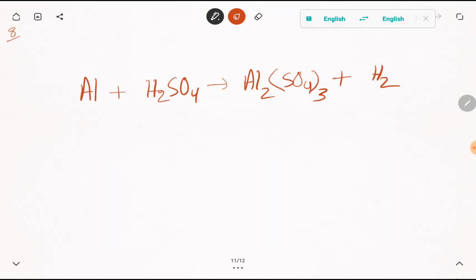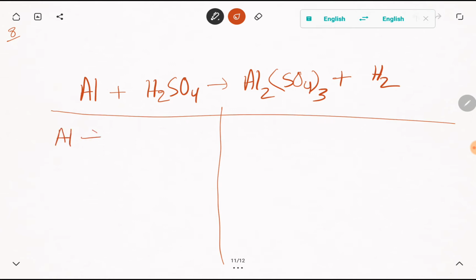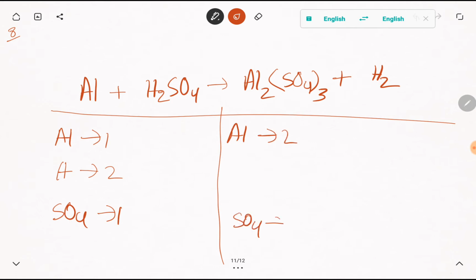Okay, let us take this example, right? So what will you do? Let me draw a table like this. Here is aluminium, that is 1, then we have hydrogen, that is 2, then we have sulfate, that is 1. On the right hand side we have aluminium, that is 2, then we have sulfate, that is 3, then we have hydrogen, which is 2.